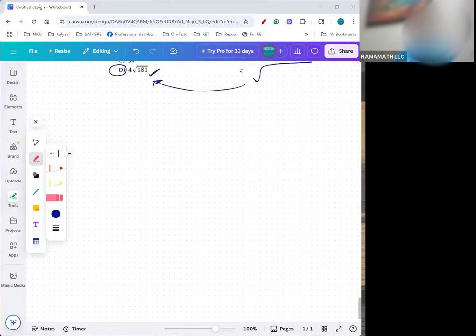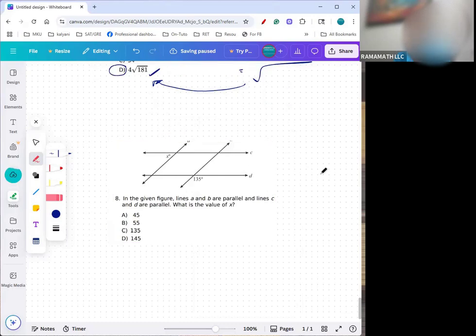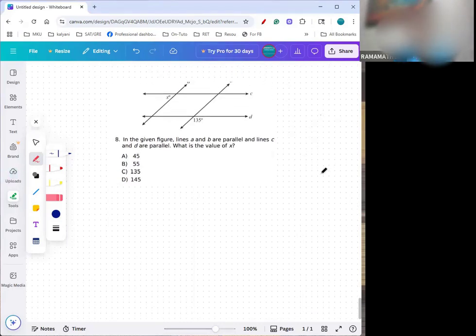This one should be easy. Let's see if you guys can get it quickly. Let's give it a try. So Hasni, can you please read this question for us? In the given figure, lines A and B are parallel and lines C and D are parallel. What is the value of x? So they give you that these lines are parallel.